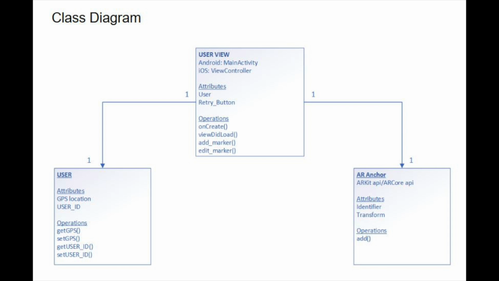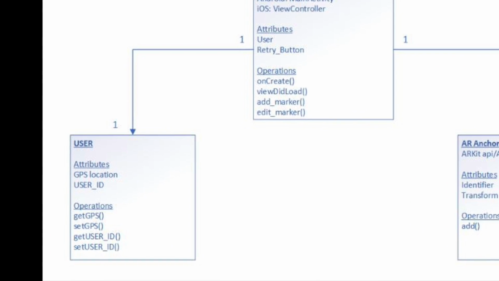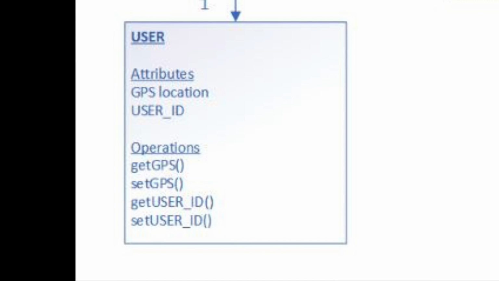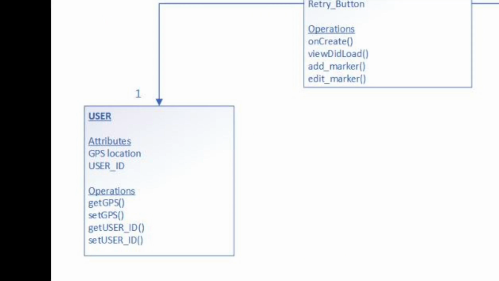For the class diagram, Tether will be using 3 different classes. First up, Tether will have a user class which pertains to the person that is using the app. The attributes will be their GPS location and their unique user ID, which will be used to store and query the user information from the database.